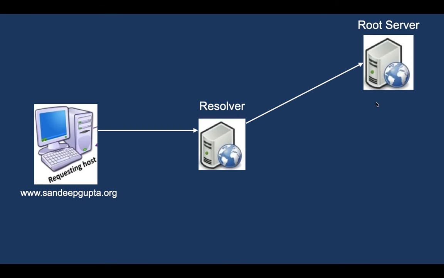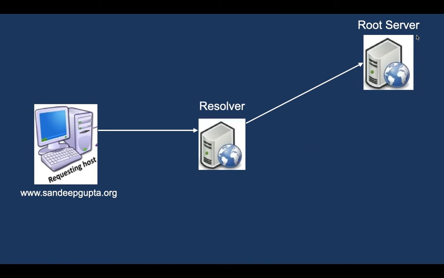Now these root servers, as I told you, there are 13 sets of root servers, and these root servers are managed by 12 different organizations. Okay. Now what exactly will this root server do? As I told you, the resolver has sent a query to this root server. So the resolver is asking the root server what is the IP address of this website.